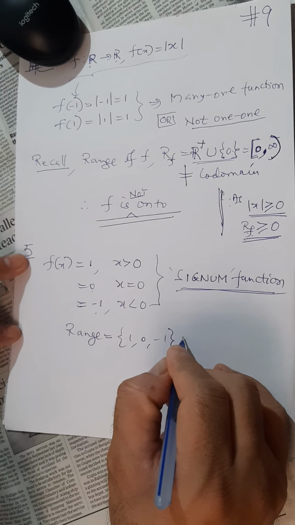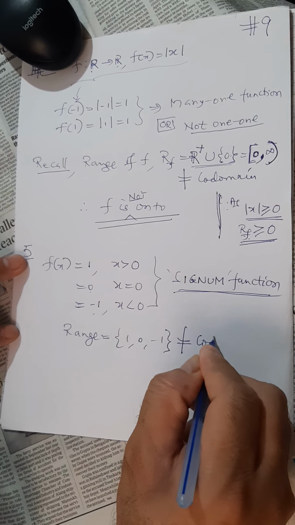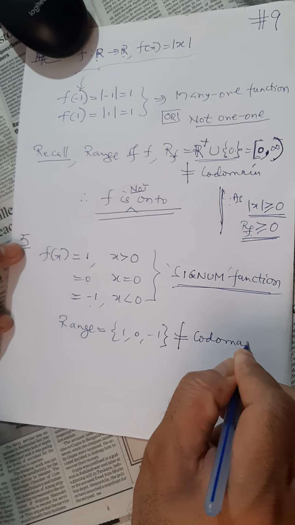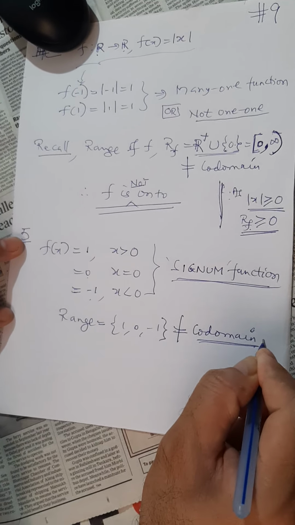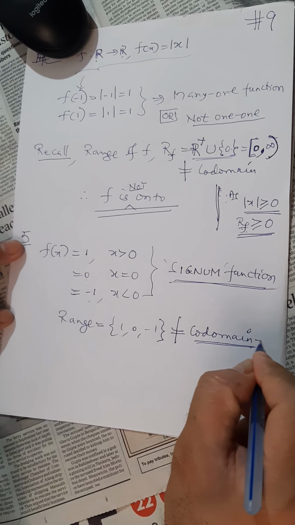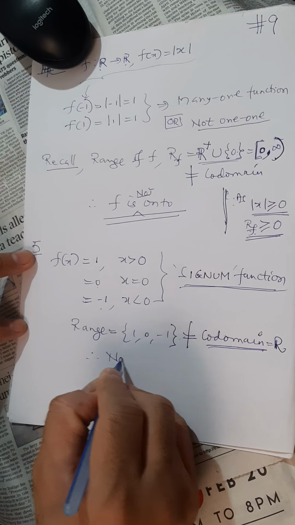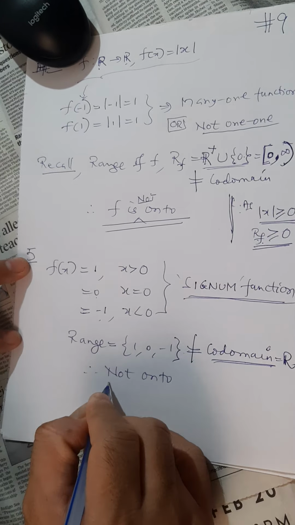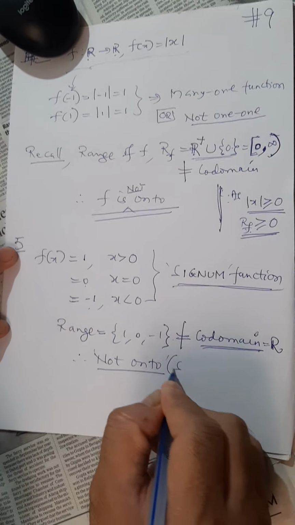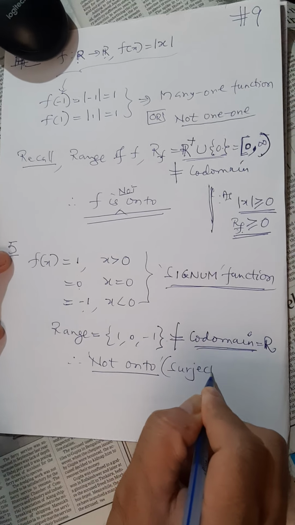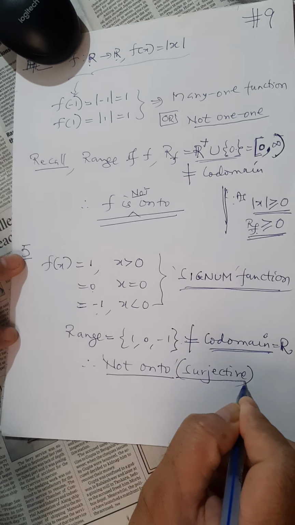Is it the same as the codomain? No, it is not the same as the codomain. Codomain is R. Look at the definition. Codomain is R here. So this is not the same as the codomain. So not onto. Not surjective. Remember, onto means surjective.